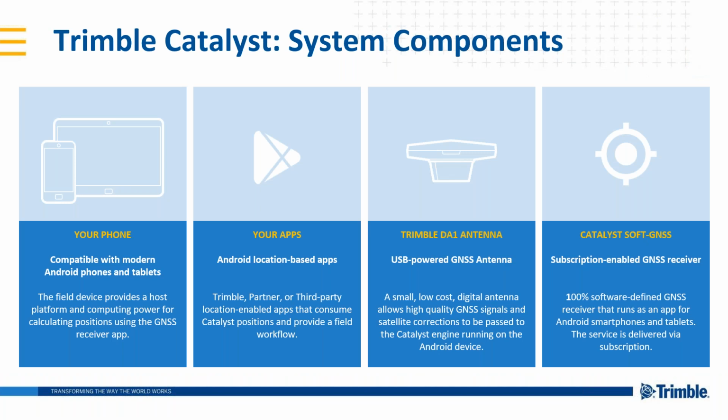So there are 4 different components to the Catalyst system. The first 2 are the ones that you're already using, your phone, and then the app that's on your phone that's defining the workflow. And then the third component is the DA1 antenna. And then the fourth component is the Catalyst positioning capability, which is the software that runs on the phone, and then that connects to the Catalyst service from Trimble as well.